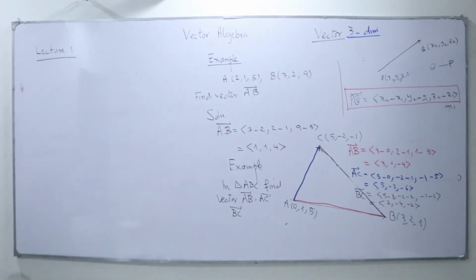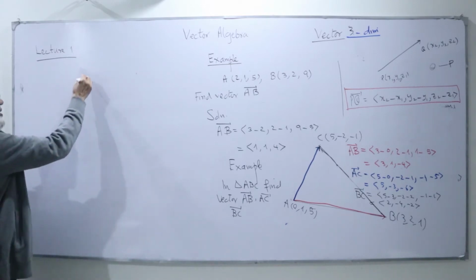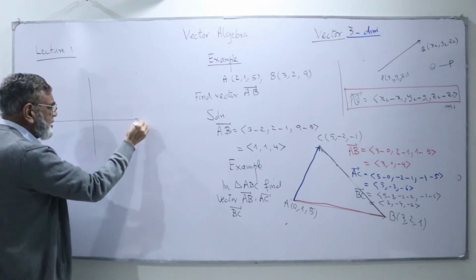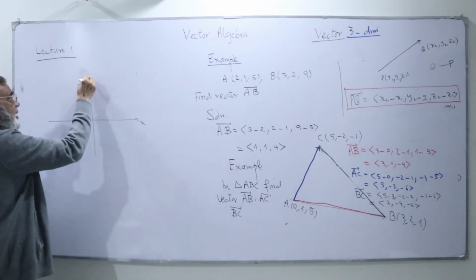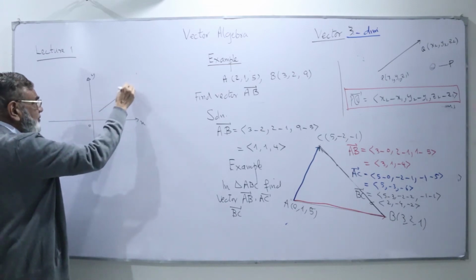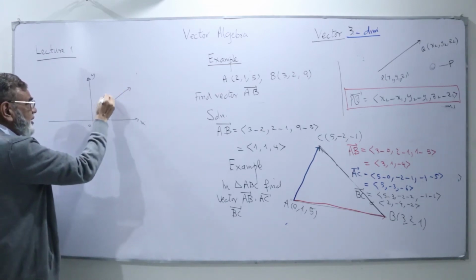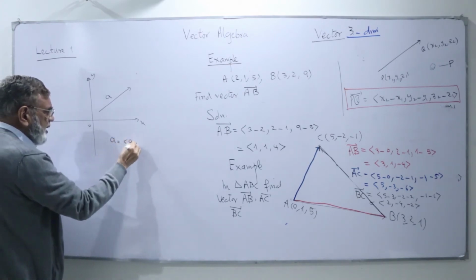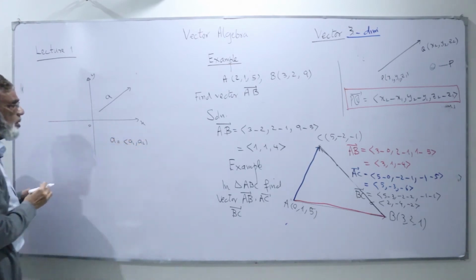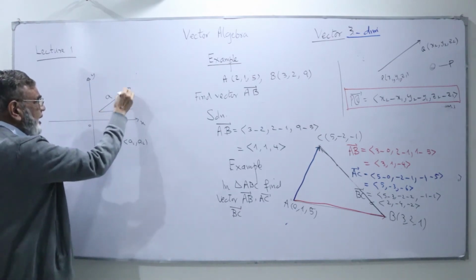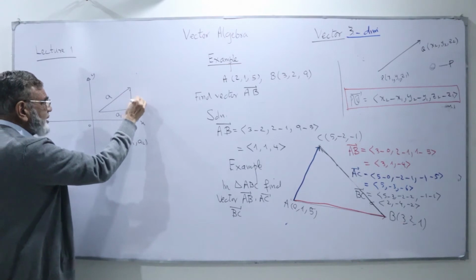Again, I just take the example. We have two dimensions, here my x-axis and here my y-axis, and I have this vector. This is vector A, and the component vectors of A are A1 and A2. A1 means the length along the x-axis, and A2 means the length along the y-axis.